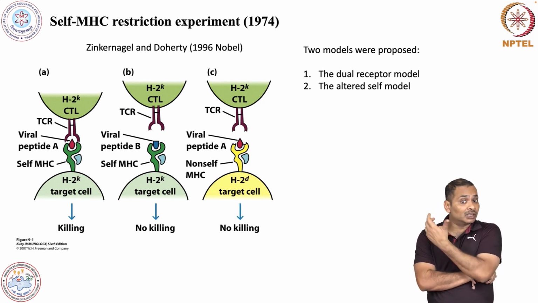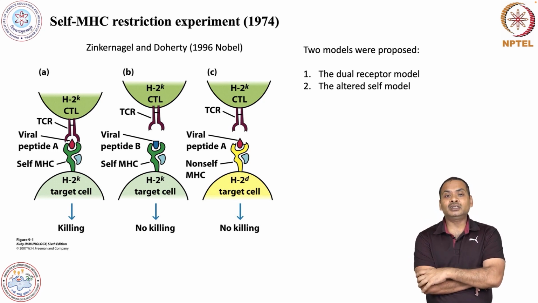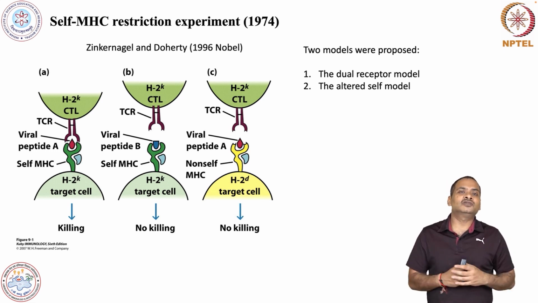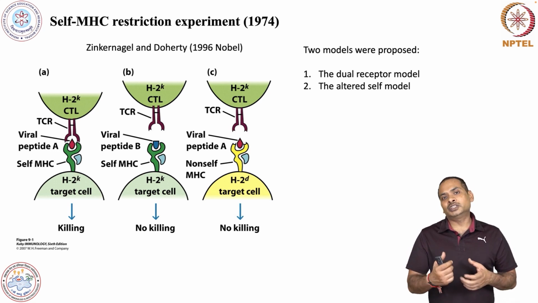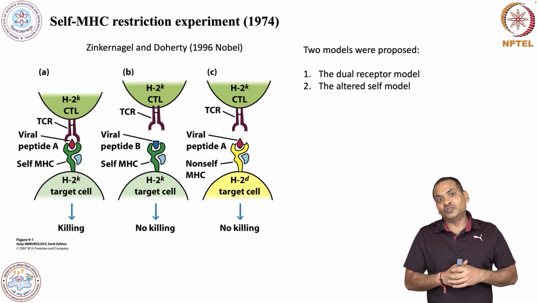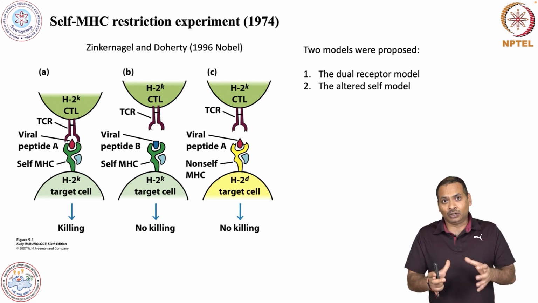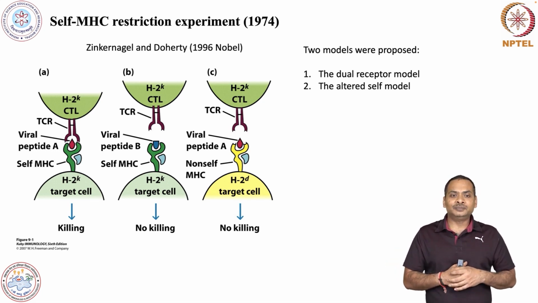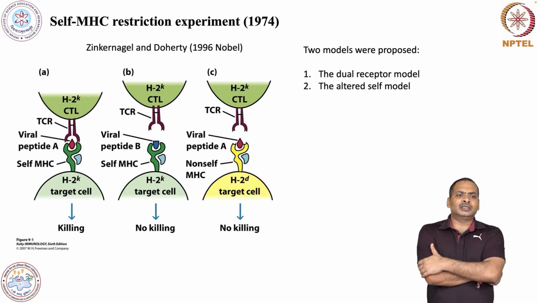People also proposed another model which is more correct, that is the altered self model. The altered self model says that the MHC molecule is associated with the antigen, where the MHC is a little modified, and then this complex is sensed by the TCR. Okay. So, this is a very simple experiment.